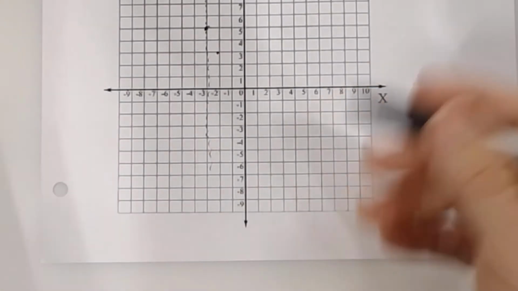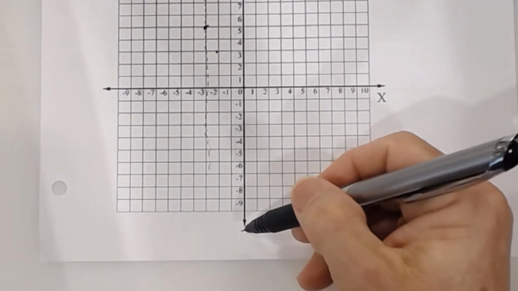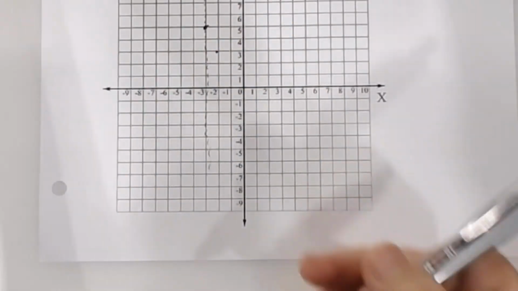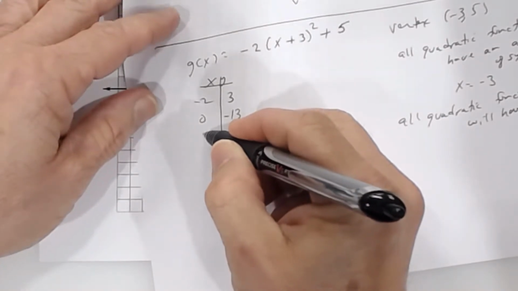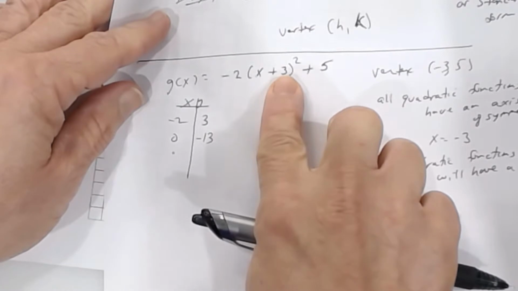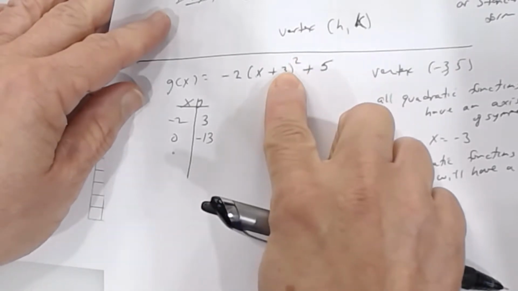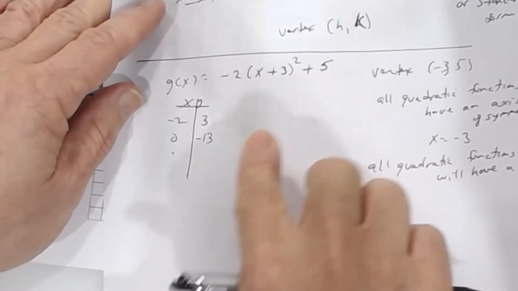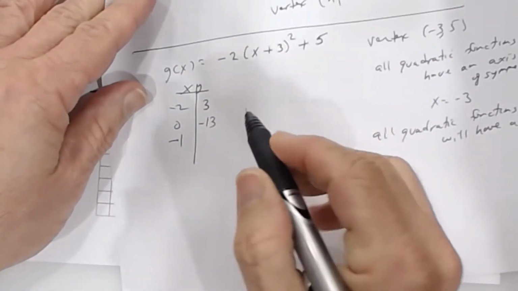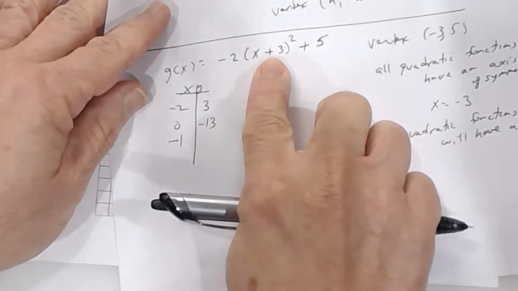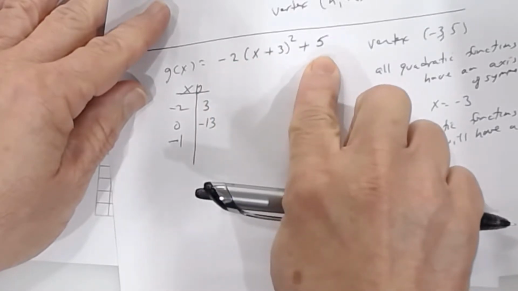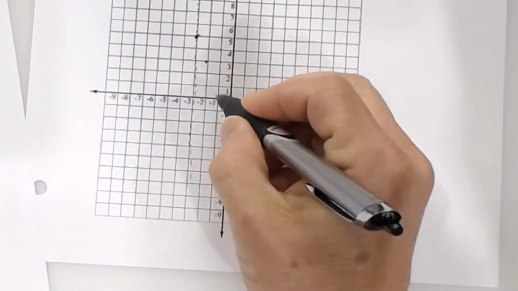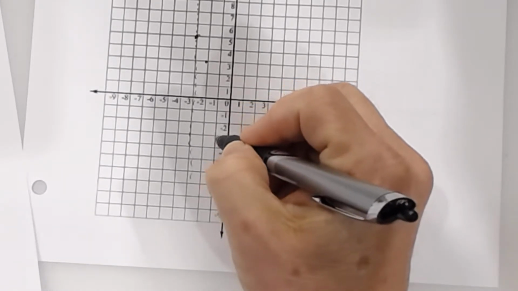Whenever I give you your function, the y-intercept will be in this plane. So let's just pick another point then. Let's say 1. I don't want to use 1 either, because what's 1 plus 3? 4. 4 squared? 16 times -2 is a pretty big number, right? So let's use -1. What's -1 plus 3? 2. 2 squared? 4. 4 times -2? -8 plus 5? -3. So -1, -3 is right here.